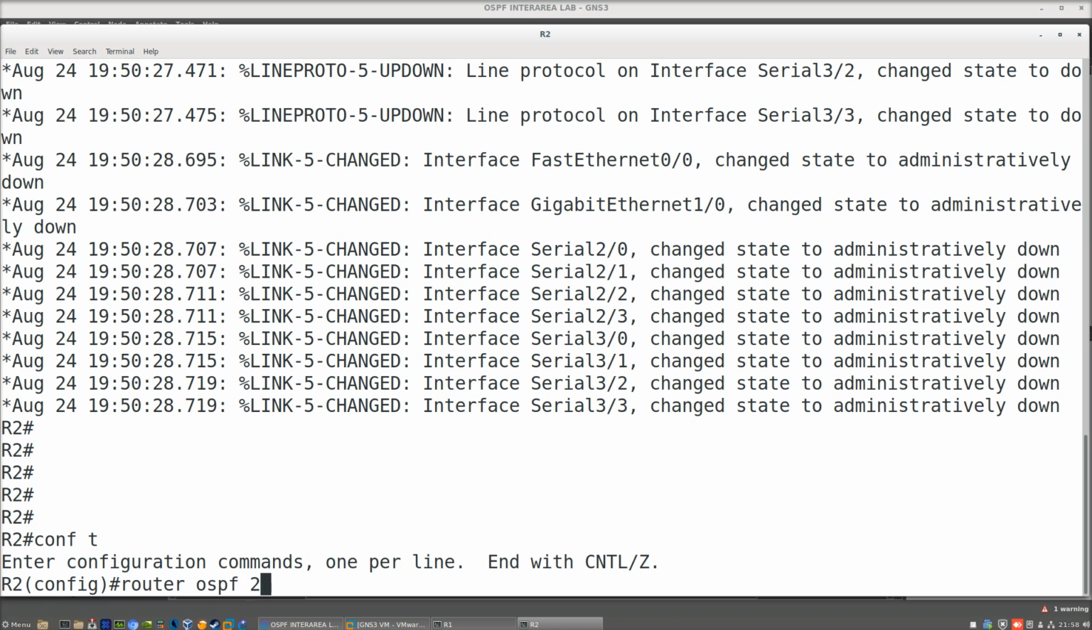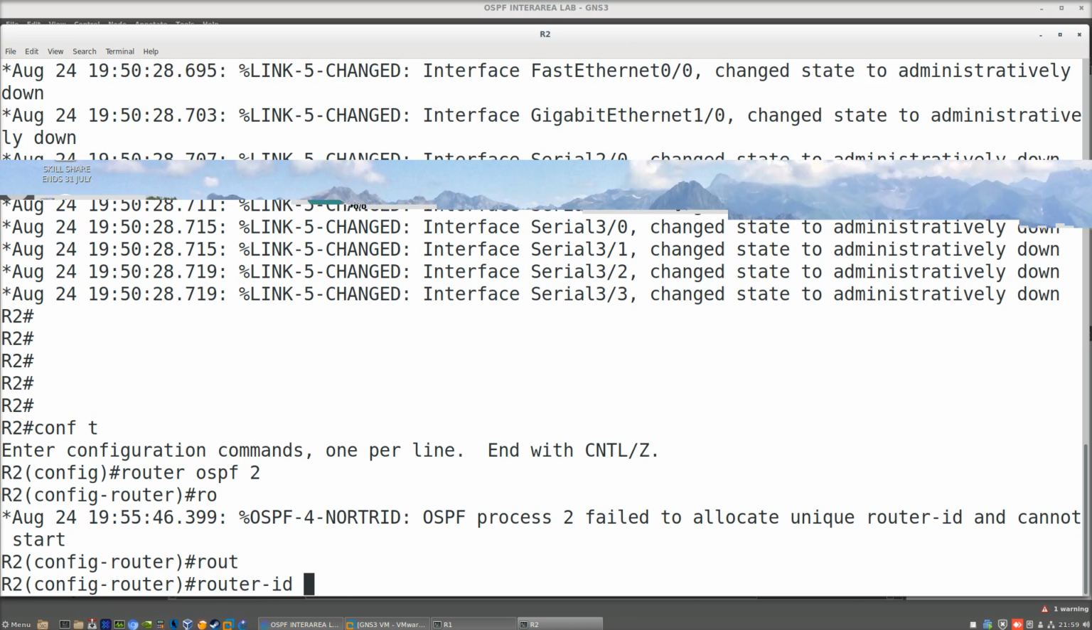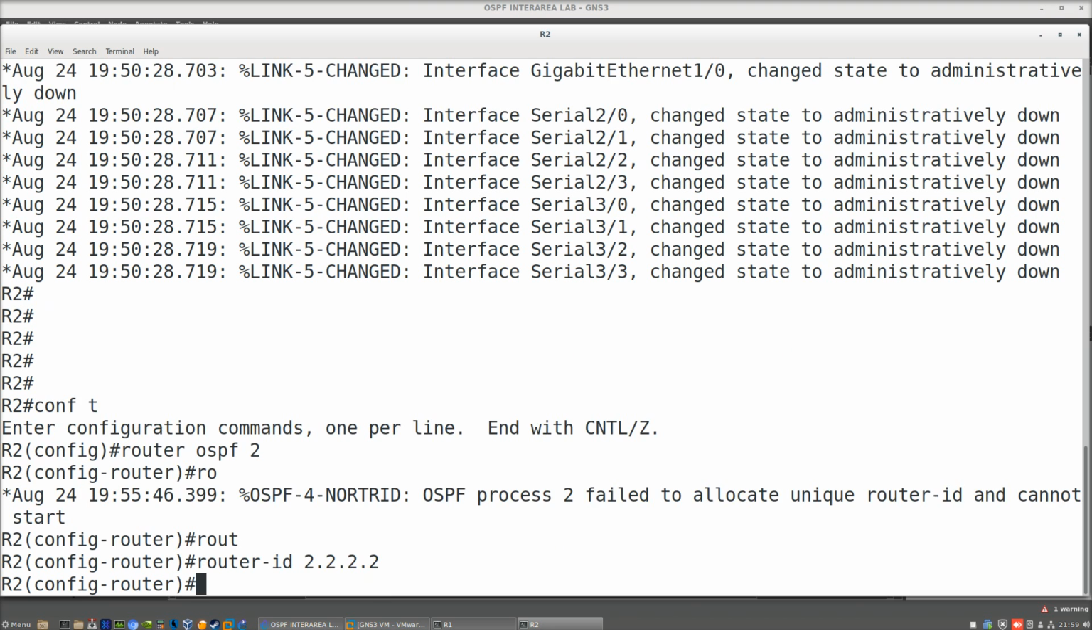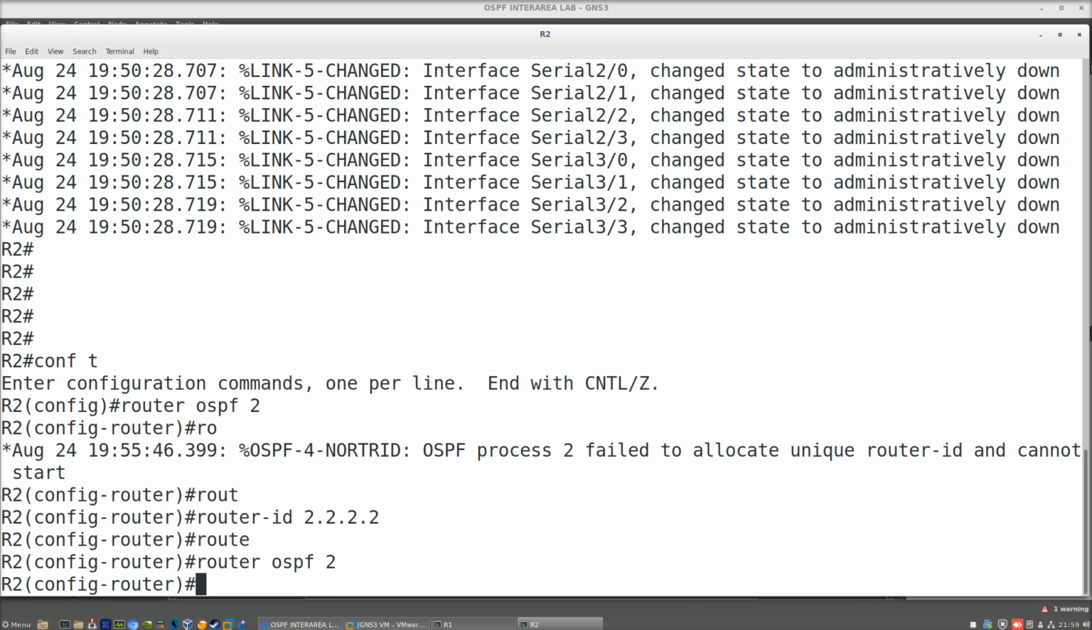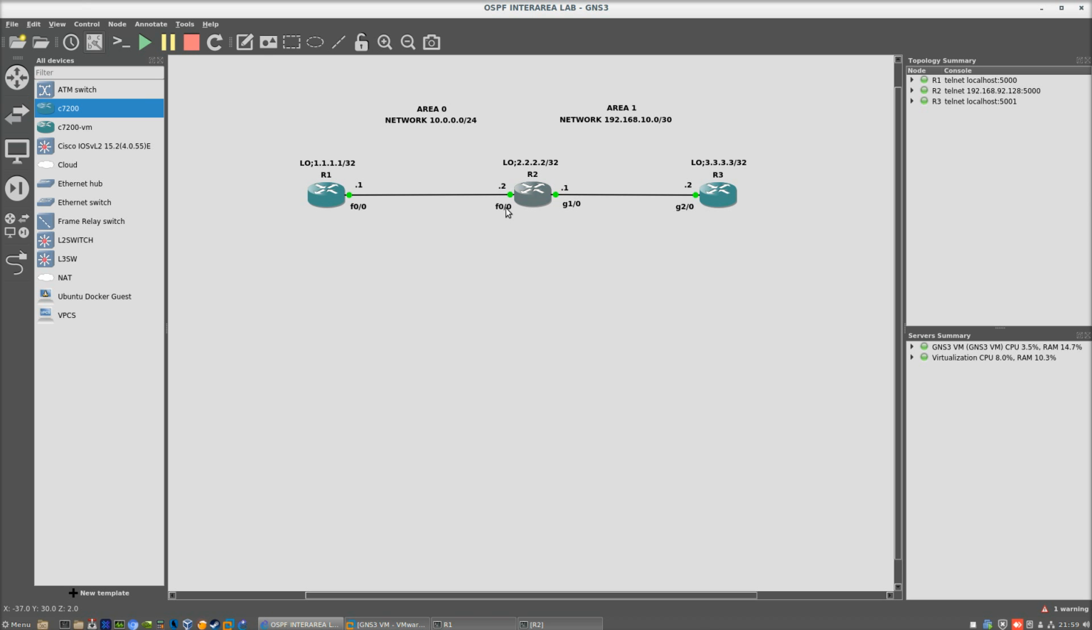router ospf 2 this time. Router ID, we need this. So router ospf 2. We see it's a different number, but it doesn't matter as it is locally significant and not globally significant. So let's go to network 10.0.0.0 and again the wildcard mask of 0.0.0.255, and this is in area 0 because of this interface here.